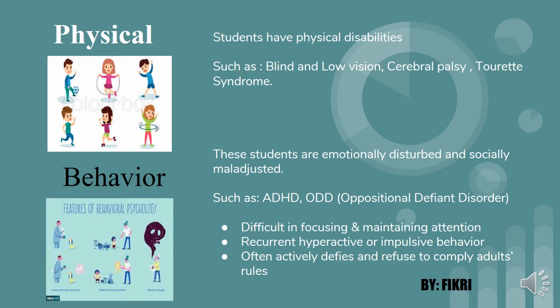Okay, then behavior. These students are emotionally disturbed and socially maladjusted, such as ADHD and ODD. This is a characteristic of ADHD and ODD: difficulty in focusing and maintaining attention, recurrent hyperactivity, often actively defying and refusing to comply with adult rules.